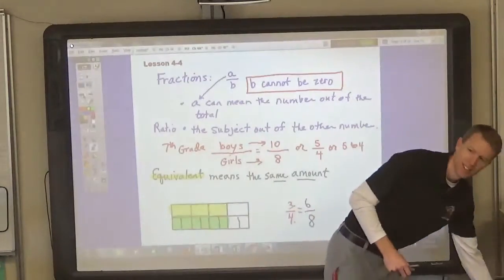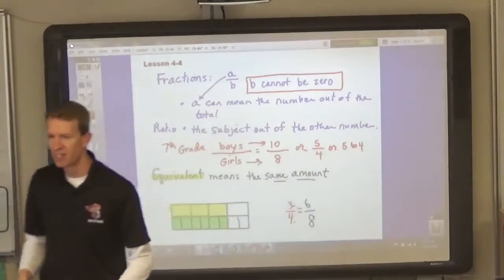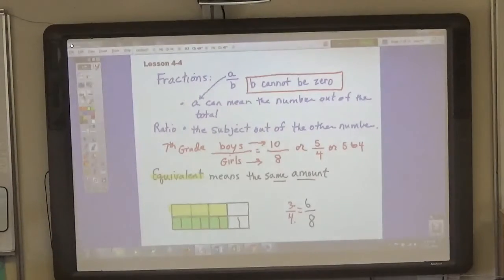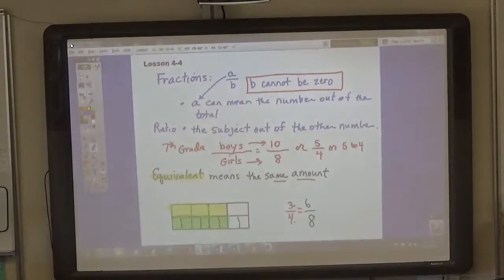Guys, get on task. Where are your notes? You're not on task. They're not out in front of you. You're not highlighting anything. You're not following along. We're not on this page. We're on this page.